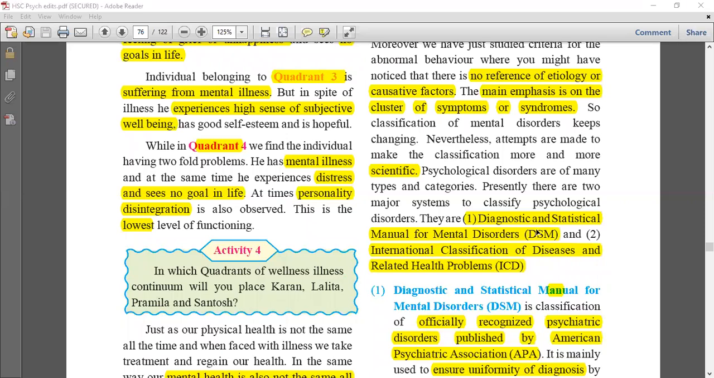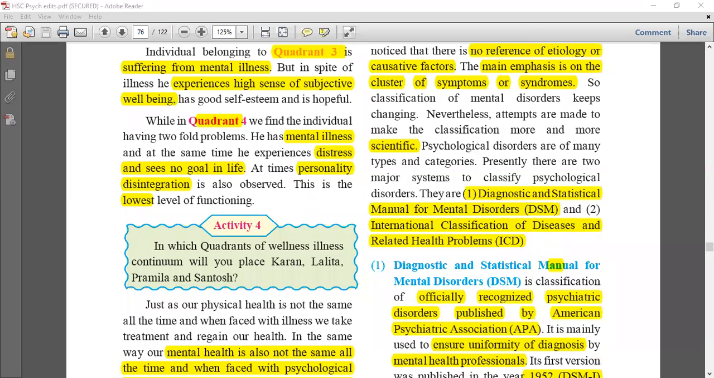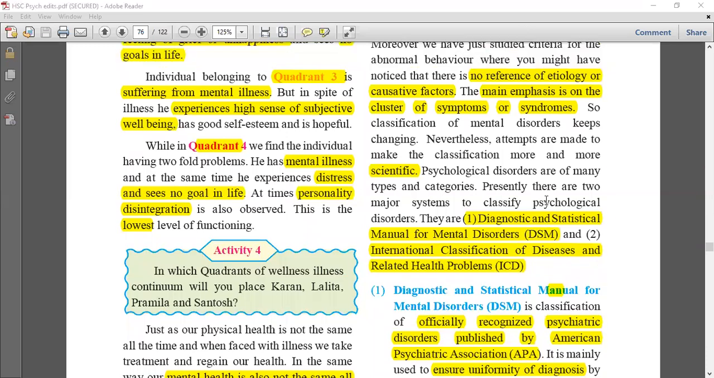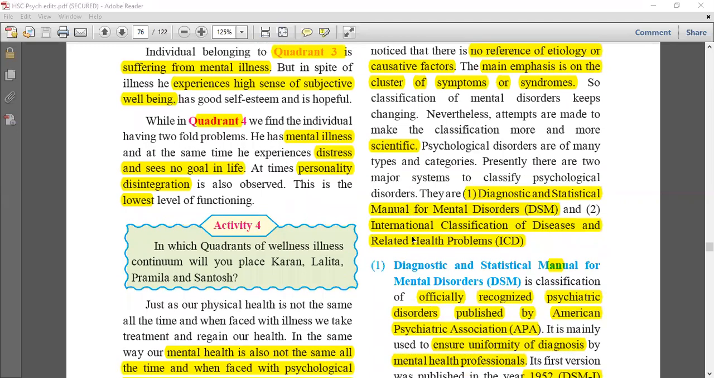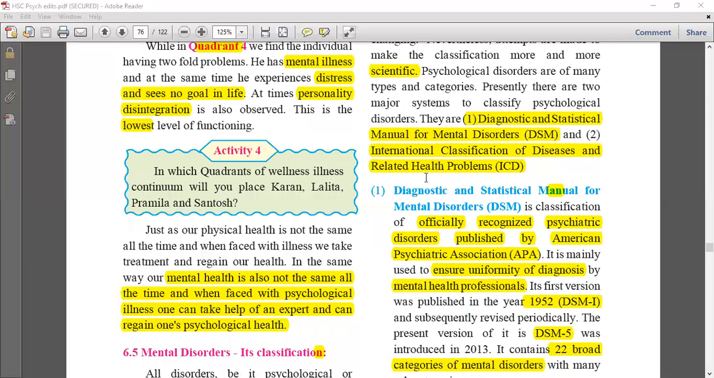Just like for physical disorders, you can say that if you eat in a certain way you will become fat. Here there is no such reference to etiology or causative factors. The main emphasis is on the cluster of symptoms or syndromes. We've not become advanced enough, and nevertheless, we try to make it as scientific as possible.